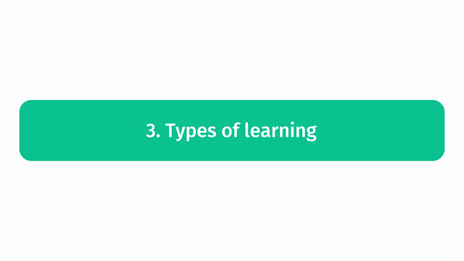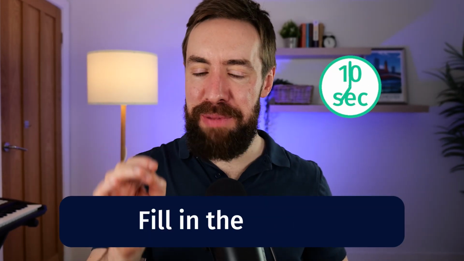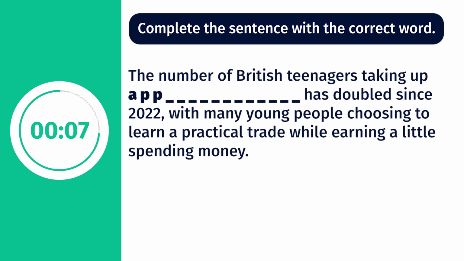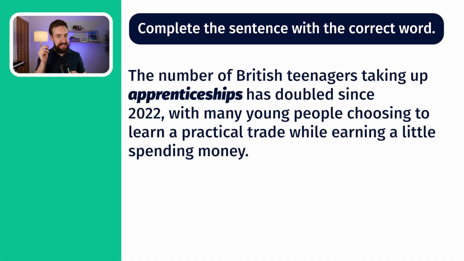The third section is different types of learning. Now, I'm going to give you a little question here, and I want you to have a try. I'm going to give you 10 seconds to read this fill in the blanks question and see if you can find the missing word, okay? And it's a type of learning, all right? Have a little look at it. See if you can do it. 10 seconds. Have a try now. Okay, so did you get it right? The answer was apprenticeships, and with an S at the end because it's more than one.